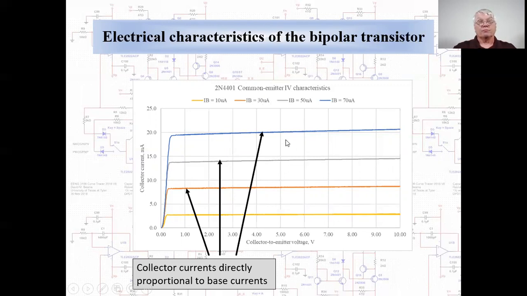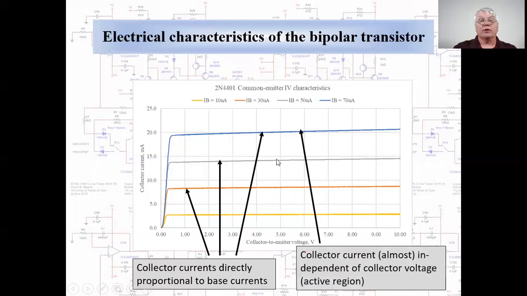For example, at 5 volts collector to emitter voltage, changing the base current from 10 microamps, this yellow line, to 30 microamperes, this orange line, changes the collector current from 2.6 to 8.5 milliamperes, which gives us a current gain of 295. Changing the base current from 30 microamperes to 50 microamperes changes the collector current from 8.5 to 14.5 milliamperes, which would be a current gain of 300.